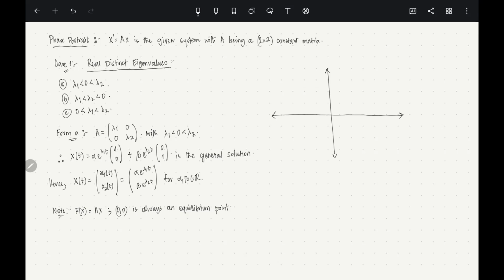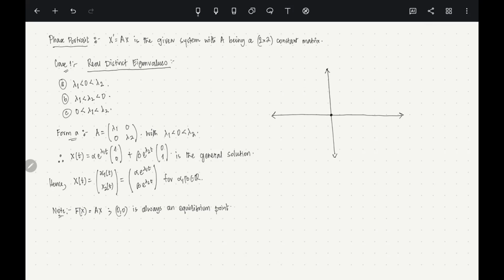And let's say there are two distinct eigenvalues, in this case lambda 1 is less than 0, which is less than lambda 2. In this kind of case, you have that A is invertible, and then (0, 0) is the only equilibrium point. So in this case the only equilibrium point is (0, 0).